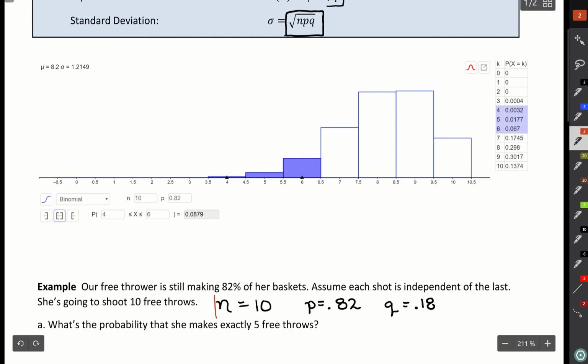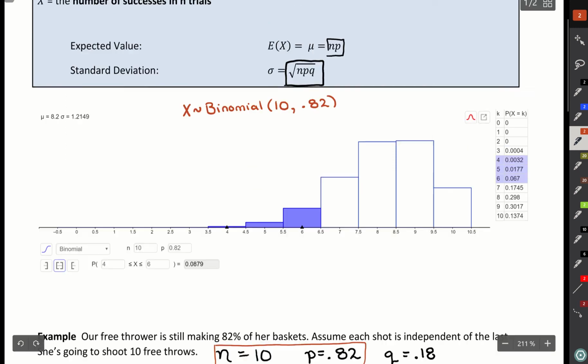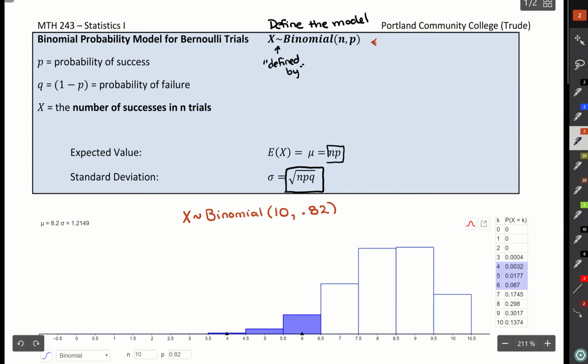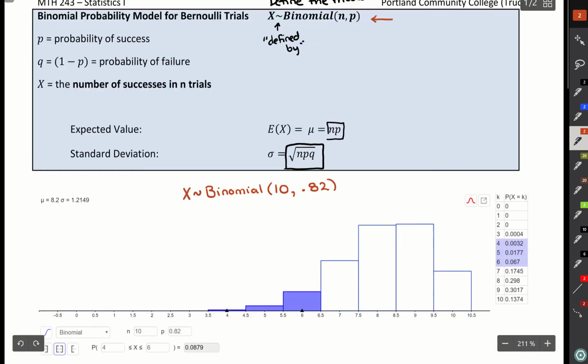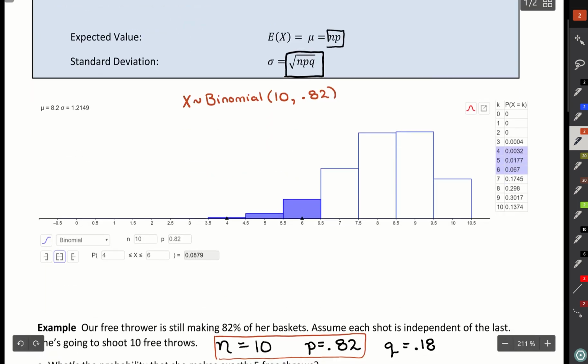We're going to want to focus on the number of trials and our probability of success to set up our distribution. So what we're working with here is a variable defined by a binomial distribution where we have 10 trials and a 0.82 probability of success. That's just using the notation that we saw up above to define our model. So let's see what's going on in GeoGebra and setting this up.